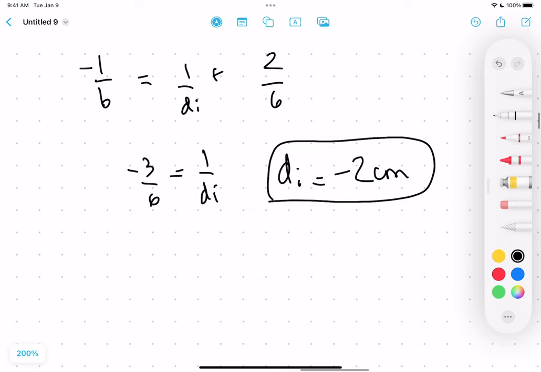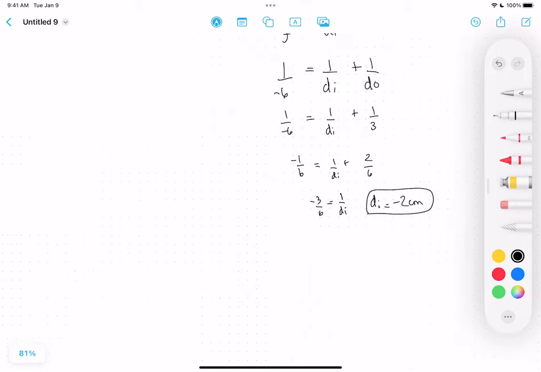And this once again checks out because we should have a virtual image here, and negative image distances are virtual images that are formed. So that all checks out for that problem.